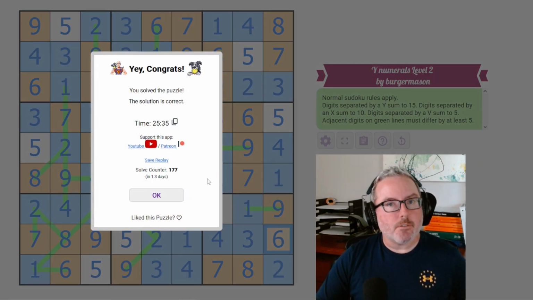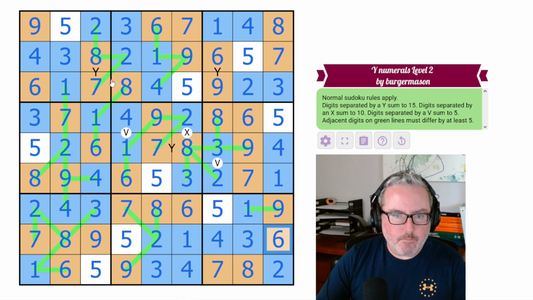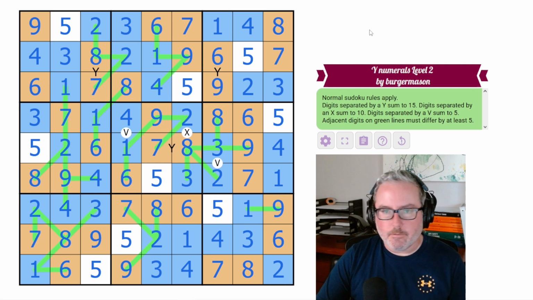You solved the puzzle. Solution is correct. So yeah, excellent puzzle. I really liked the Y constraint here. There were a couple of things where it just took me a second to see where the next clue was, but otherwise everything flowed quite beautifully.